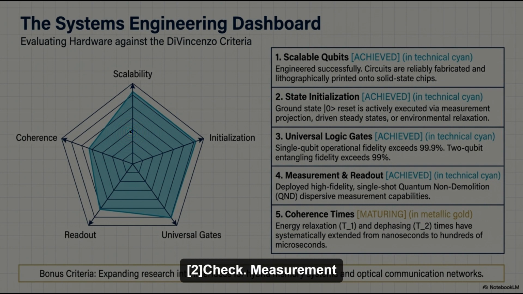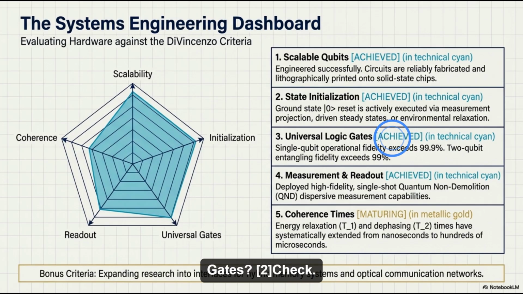Initialization. Check. Measurement projection, or environmental relaxation, resets the ground state. Gates. Check. Single qubit fidelity above 99.9%, two qubit above 99%. Readout. Check. High fidelity QND dispersive measurement. And the one that's still maturing? Coherence times. T1 and T2 have climbed from nanoseconds to hundreds of microseconds, but we need more for full fault tolerance. Still, the trend is clearly going the right way.